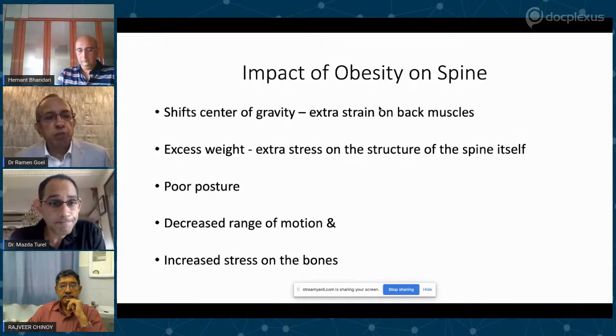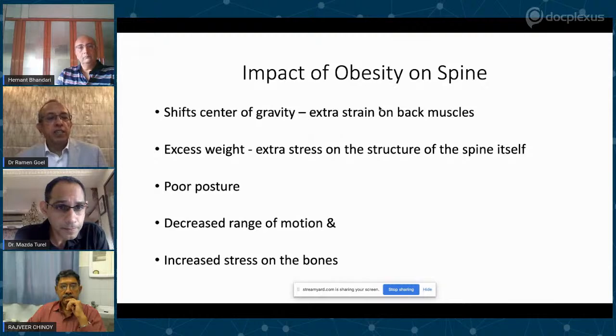Mazda, one quick question. You mentioned that the center of gravity shifts. Why would it shift in an obese person?